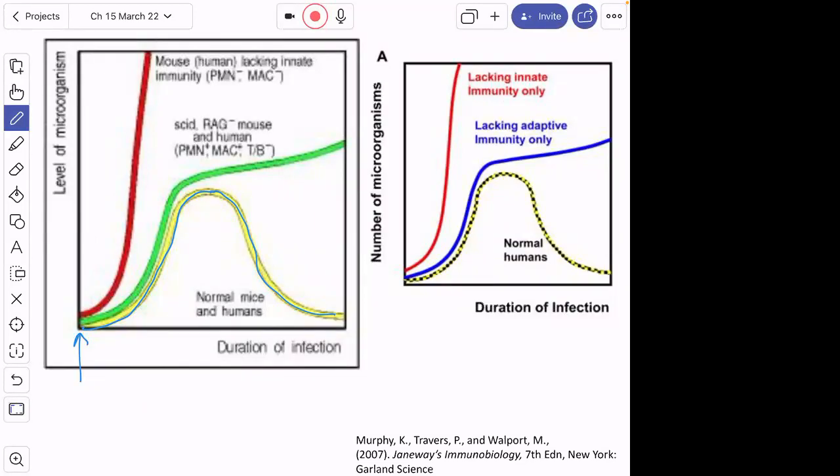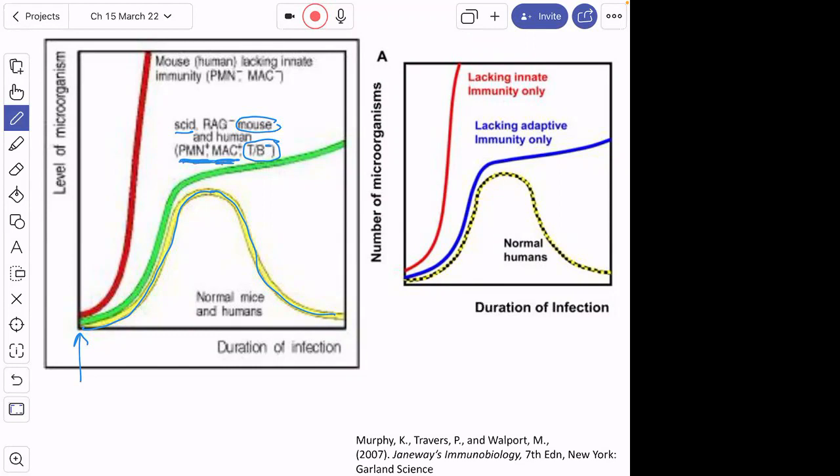All right, well, what if you took some mice that we call SCID mice. That means severe combined immunodeficiency mice. They are mice that are T and B cell negative. Okay, so they are not able to make T cells and B cells, but they do have PMNs, that stands for polymorphonuclear leukocytes, white blood cells. And they do have another kind of white blood cell called macrophages. Those are 2 cells that are really important in the innate response. So they basically have an innate response, but not an adaptive.